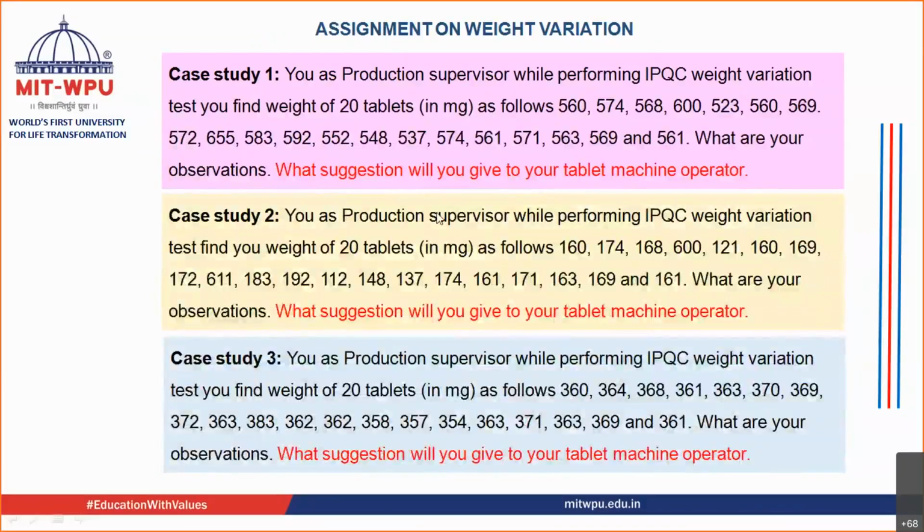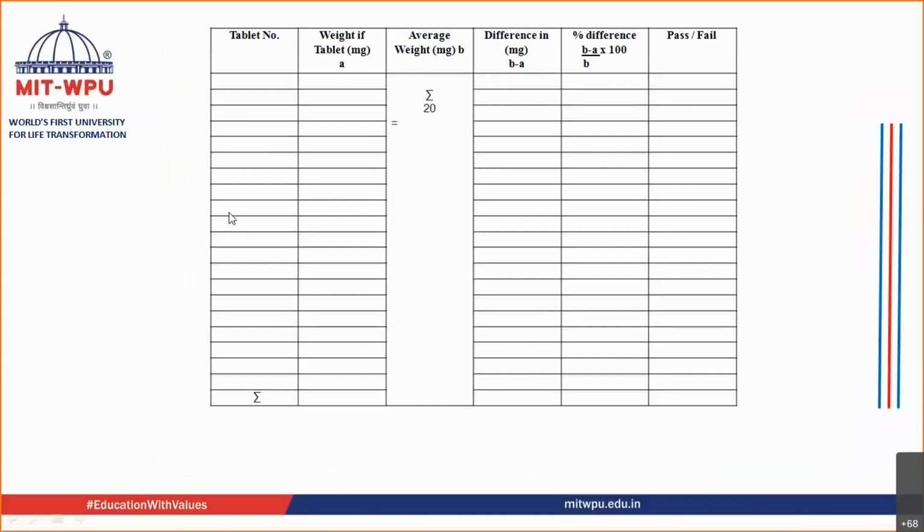For this, you have to prepare the earlier chart. Here you are going to write down 1 to 20 and all the weights of these 20 tablets. You are going to find out the total weight over here by adding all these weights. Then you are going to divide it and find out the average weight.